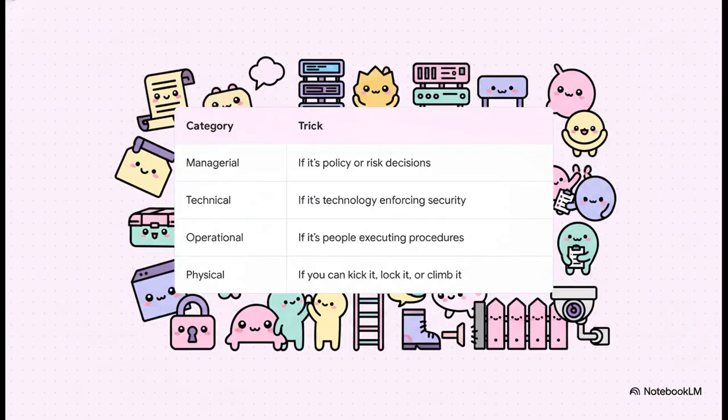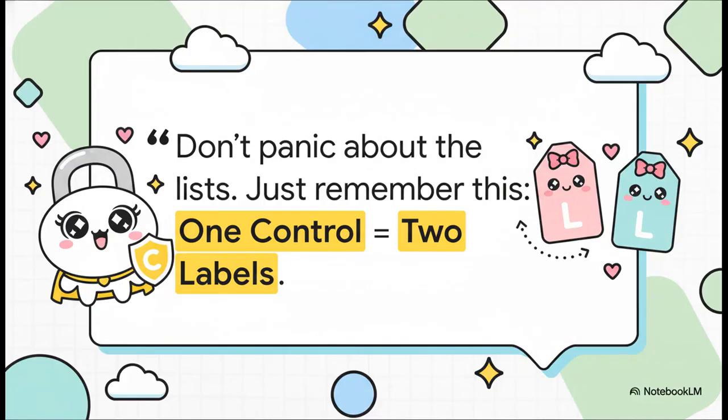Now this slide right here is your secret weapon. It's a little cheat sheet for telling the categories apart. So if it's about policy or making decisions about risk, that's managerial. If it's a piece of tech doing the security work, that's technical. If it's all about people following procedures, that's operational. And my absolute favorite, if you can kick it, lock it, or climb it, it's physical. Listen, I get it. This is a lot of new terms all at once. But if you walk away from this explainer remembering just one thing, please let it be my golden rule. Don't panic about all the lists. Just remember, one control equals two labels.